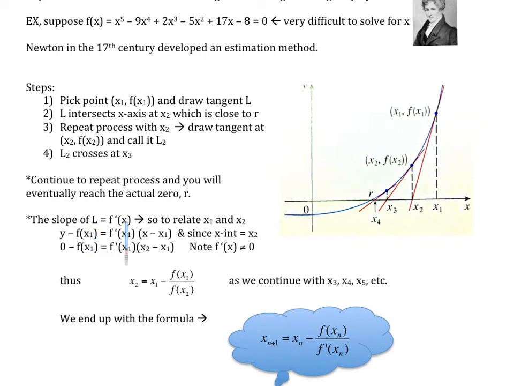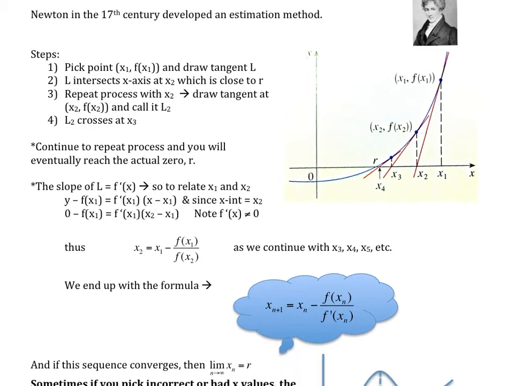So the slope we're going to call f prime of x, so we relate this to x1 and x2. y minus f of x1 equals f prime, there's your slope, times x minus x1, since the x-intercept is equal to x2 now. And we end up with 0 for the y. So x2 would be here, and 0 for the y, because we haven't gone any height. You solve this, you end up with this. You can't have f prime of x equaling 0, because you can't have a horizontal tangent. That defeats the purpose.